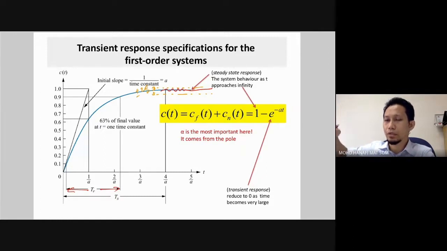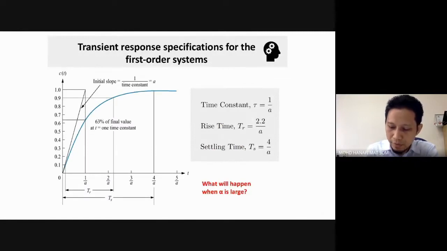So it oscillates. So the settling time is the time taken to reach where the system stays within 2% of its final value. Okay, next slide. We have here the time constant tau is equal to 1 over a.